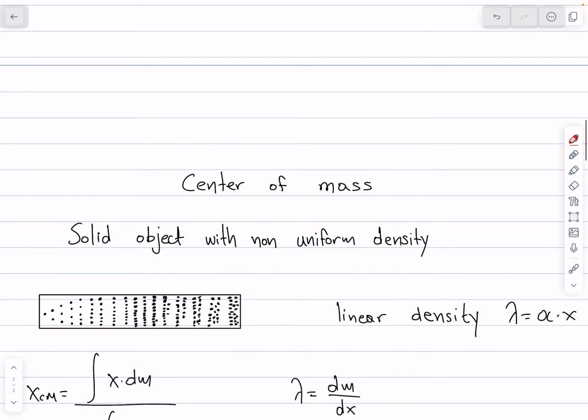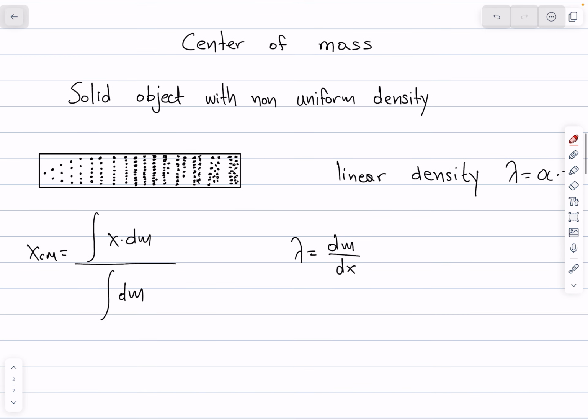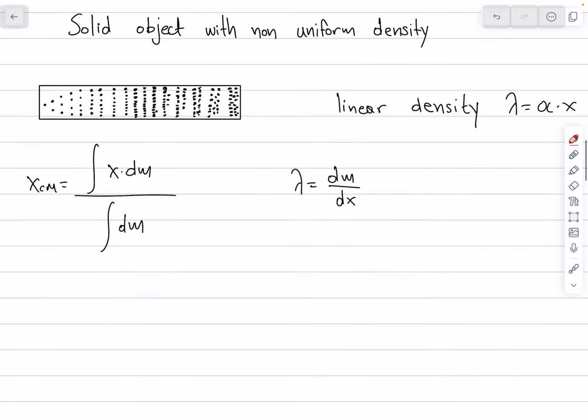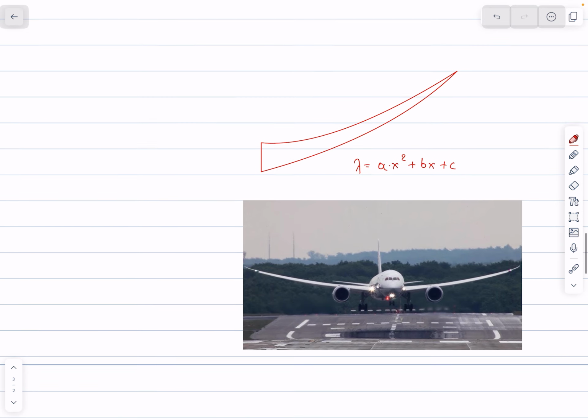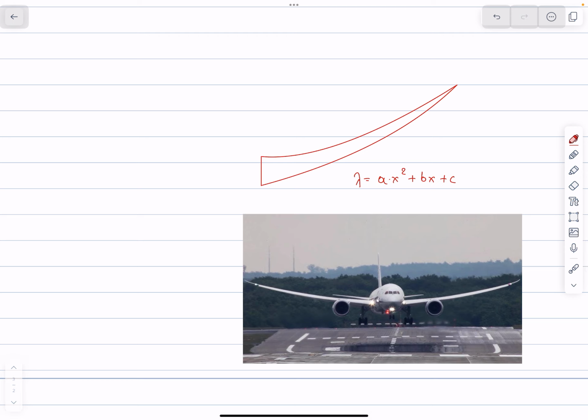However, sometimes maybe we'll have something a little bit more complicated, like we will need to find the center of mass for a solid object with a non-uniform density. Now, what this practically means, if sometimes we have a complicated system, for example, the wing of a plane that is thick on one side and thin on the other side, it means that its mass density is not uniform.